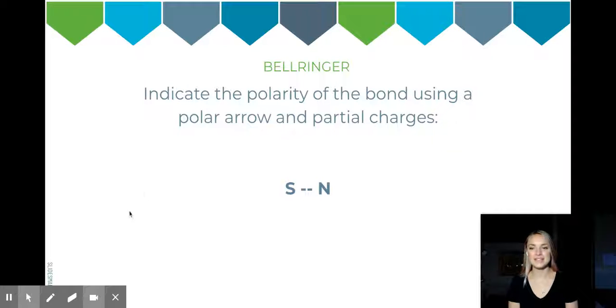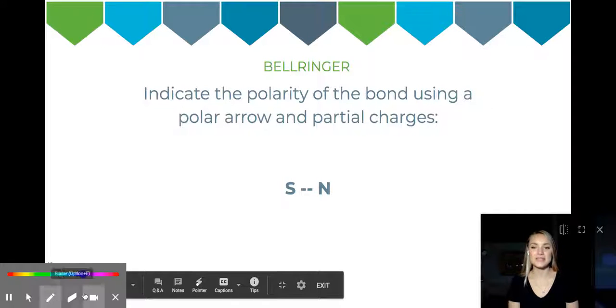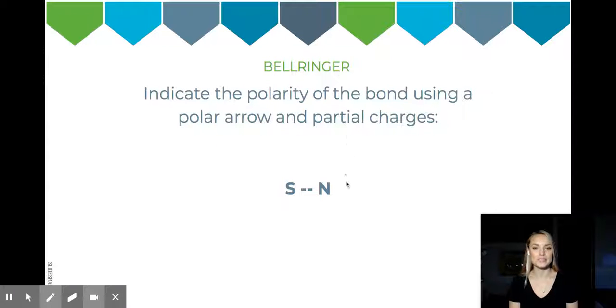If you look at the table with electronegativities in your book on page 364, you were able to see that sulfur has an electronegativity of 2.5, while nitrogen has an electronegativity of 3.0. So nitrogen is the more electronegative, and the arrow will point towards nitrogen, like so. And our partial positive will be over here by the sulfur, and our partial negative will be over here by the nitrogen.